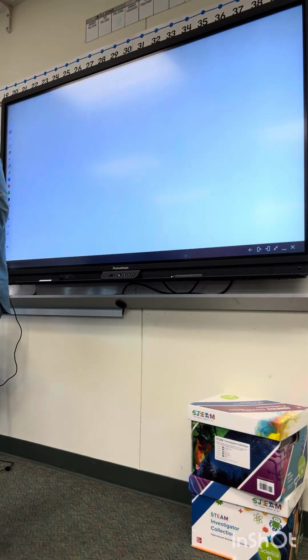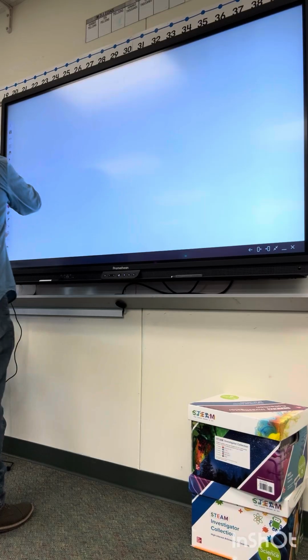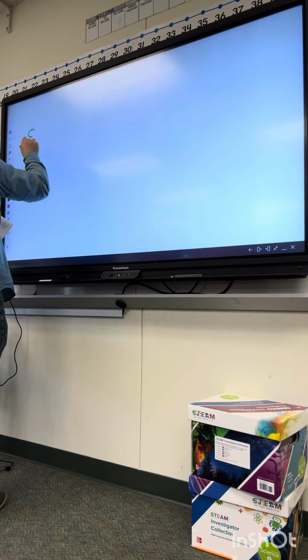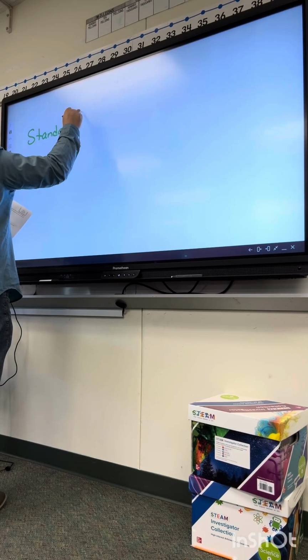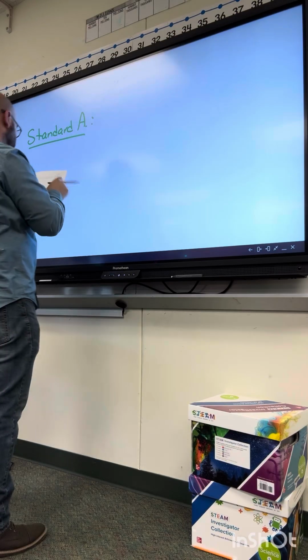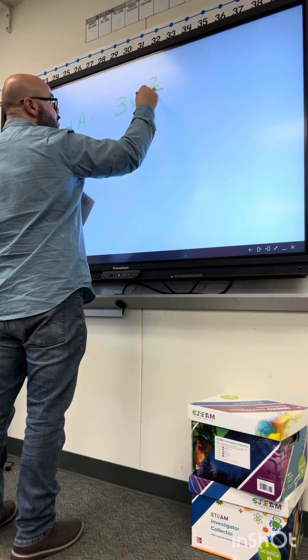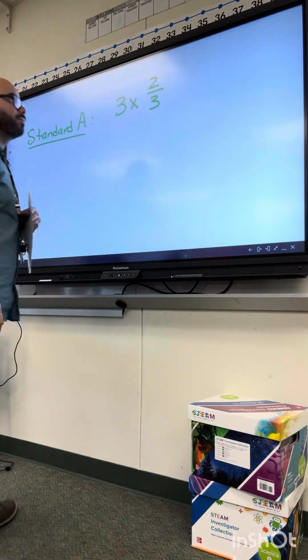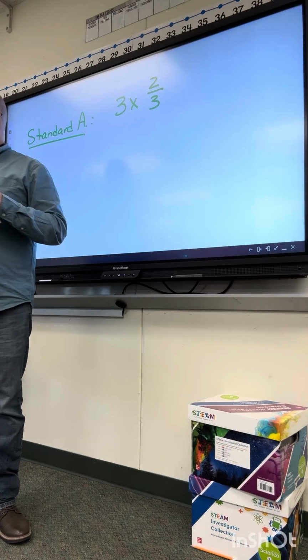Okay, so the first strategy that you guys should all know is the standard algorithm. Let's give you an example. I'm gonna put standard A, just so I don't have to keep writing. First problem is 3 times 2 over 3. Standard algorithm is pretty much just multiplying it straight.